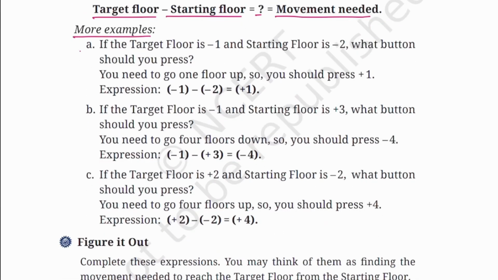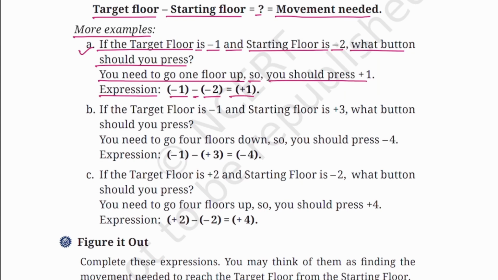More examples. 1. If the target floor is -1 and starting floor is -2, what button should you press? You need to go one floor up, so you should press +1. Explanation: -1 minus -2 is equal to +1. You can understand this using numbers as used in the building.